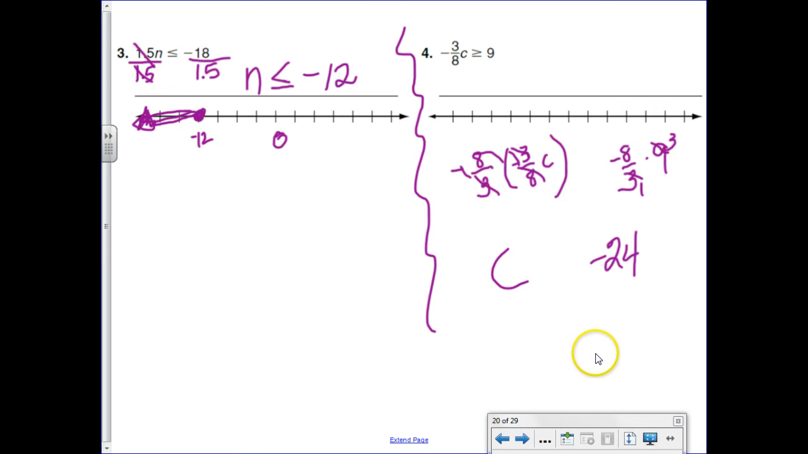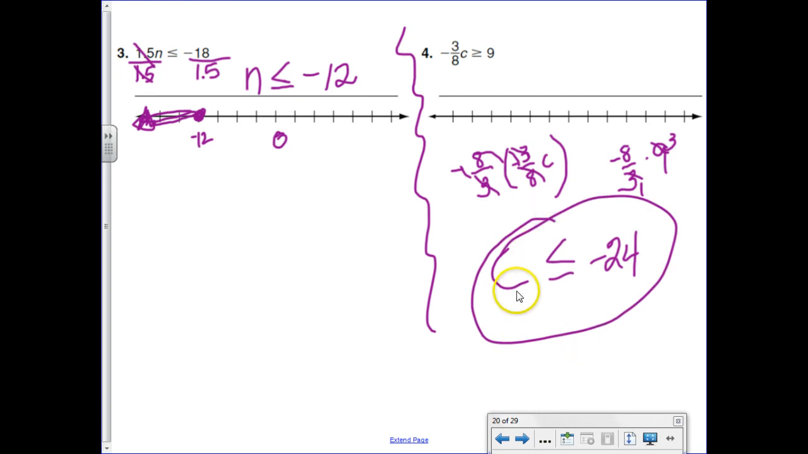Nice integer. And you have to ask yourself, flip or not to flip? Well, I multiplied both sides by a negative. That means you do, yes indeed, need to flip. So your solution for number 4 looks like c is less than or equal to negative 24.